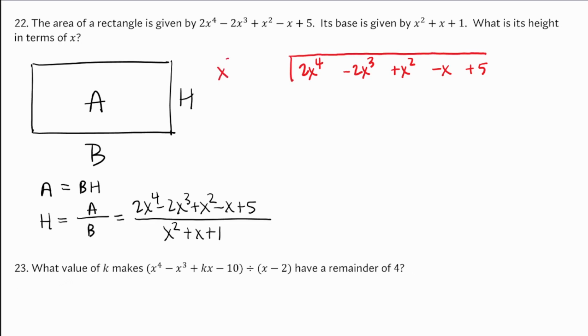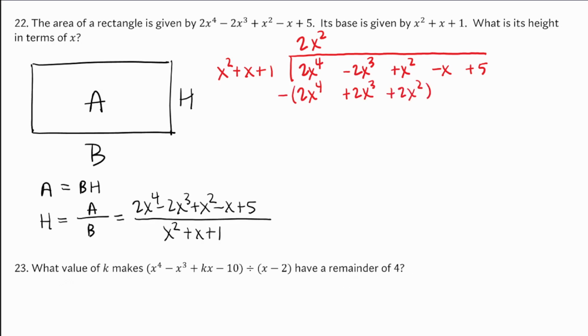Divided by x squared plus x plus 1. And this is really no different from the other ones. We just got to keep our cool and follow the same process. What do I multiply x squared by to get 2x to the 4? I'm going to need to multiply by a 2, and add in 2 powers of x. So when I multiply 2x squared by x squared plus x plus 1, I'll get 2x to the 4, positive 2x to the 3, and positive 2x to the 2.